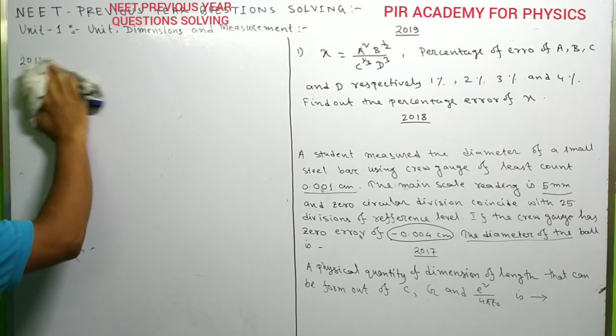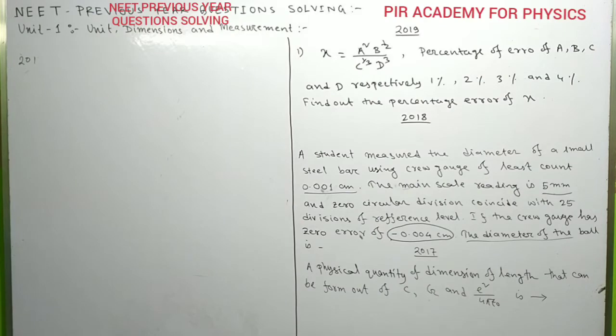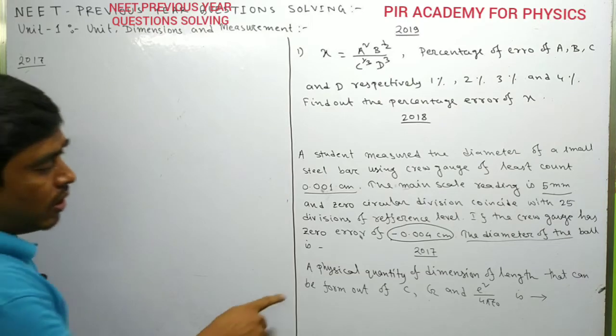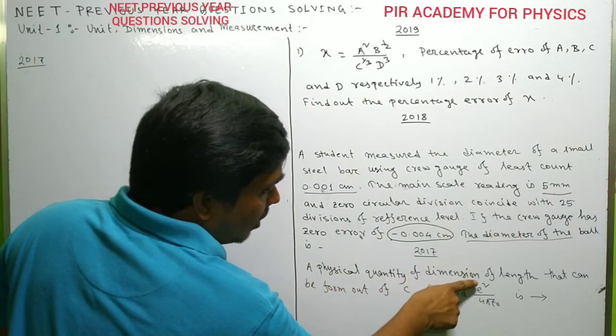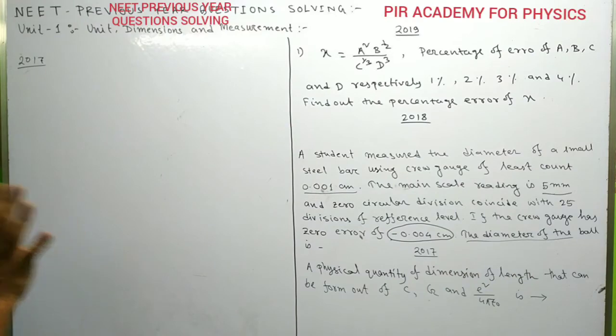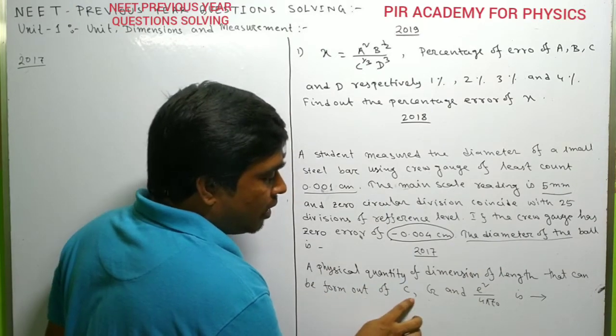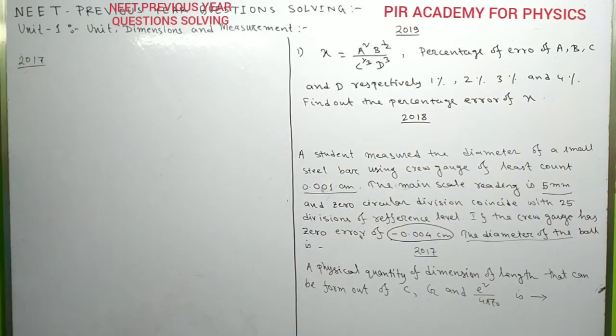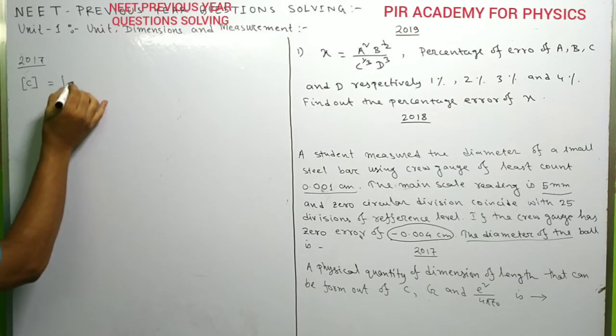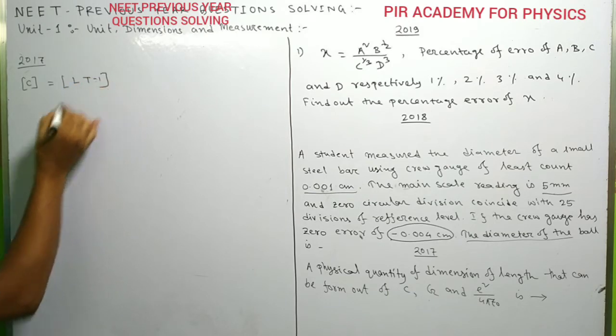Now in 2017, what is the problem in 2017? Here you see a physical quantity of dimension length, that means a physical quantity whose dimension is length, that can be formed out of C, G and e squared by 4 pi epsilon naught. So there are 3 quantities. Number 1 is C. C is the velocity of light. So the dimension of C can be expressed as L T to the power minus 1.